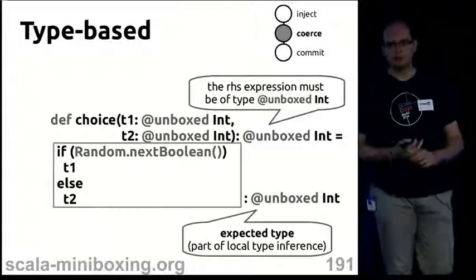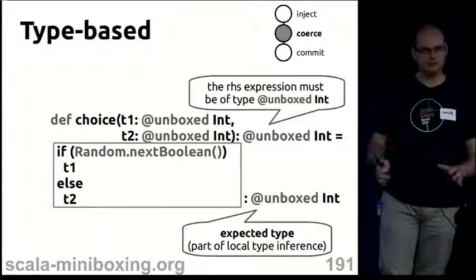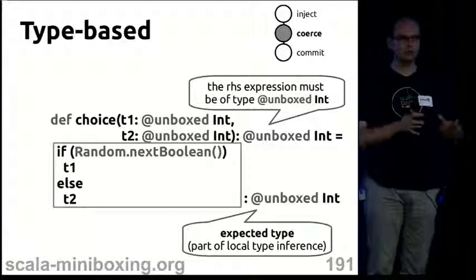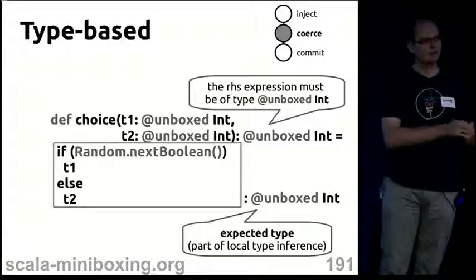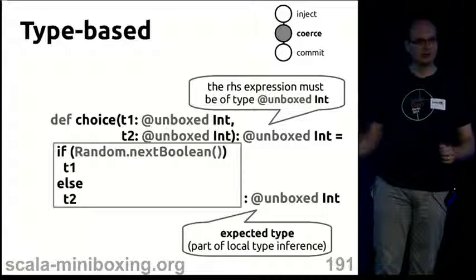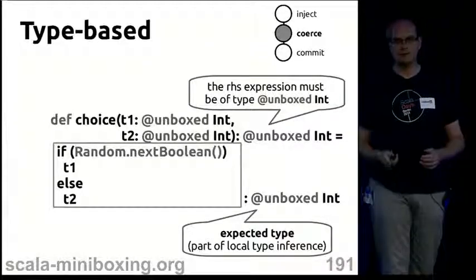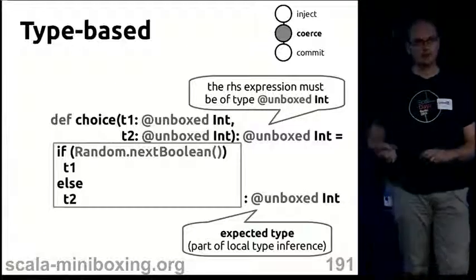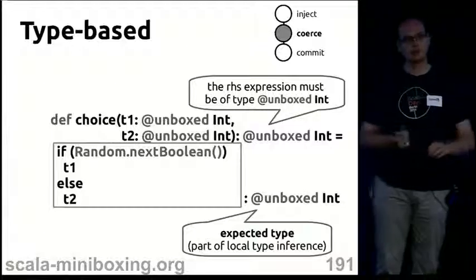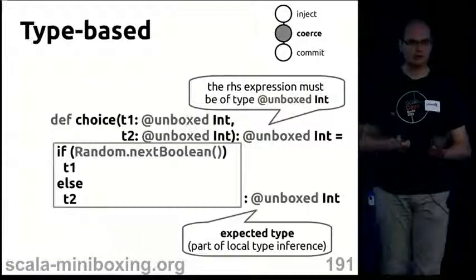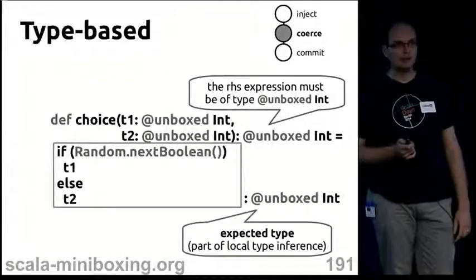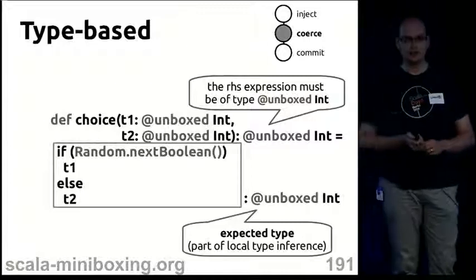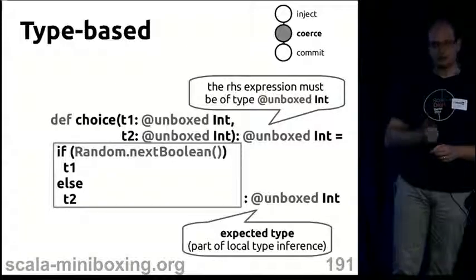And this is part of local type inference, which is much more complicated than just the expected type. Local type inference is the feature that allows you to write, for example, val x equals 3, and allows you to write even very complex expressions without putting the type. It's the inferencer. But we just use the expected type for now. It's enough for our purposes. So we try to type check the if expression, knowing that it should return an unboxed int. How do we do that?